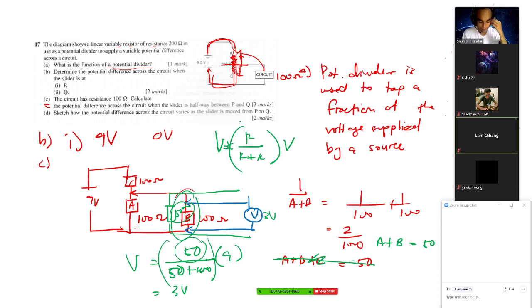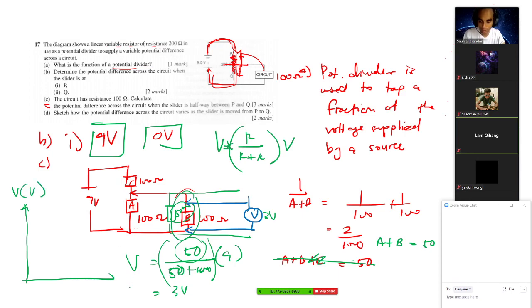Okay. This sketch how potential difference across circuit varies when the slider moves from P to Q. So I think it's very easy. We already made these two numbers. So this will be V, the voltage in volt. This is position of slider, so this one will be P, this one will be Q. This is 9, this one will be the 3. So it goes up like that, so it will be decreasing. The V will be decreasing.